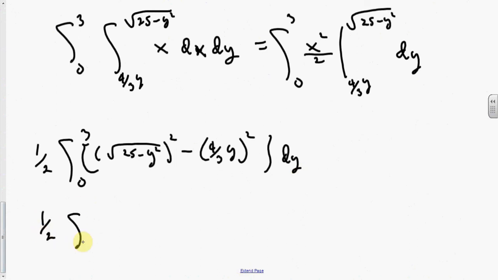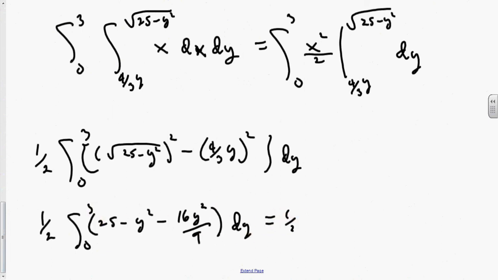So you get 1/2 times the integral from 0 to 3, 25 minus y squared minus 16 y squared over 9 dy. Well, I see some common terms there. So this is 25 minus 25 y squared over 9 dy.